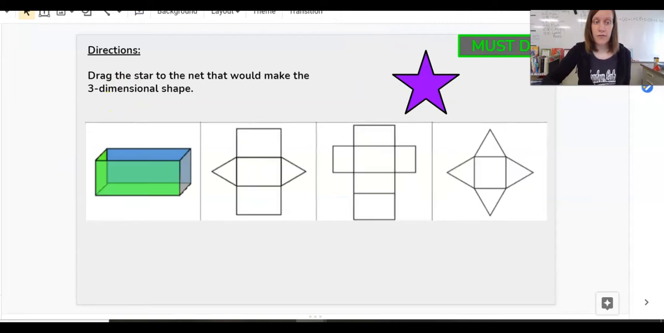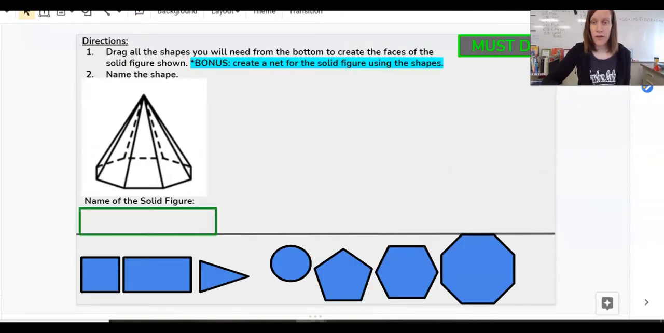So you're going to have all of the problems I just went through, and then you're going to have problems like this. This one I'm showing you, you're not going to have to do. I'm going to do this one as an example so that you can see what you need to do. When I look at this, I can see that it's a pyramid, and I can look at my base and figure out what kind of pyramid it is. I'm going to put all my shapes here to make sure that I know their right name. It says drag all the shapes you will need from the bottom to create the faces of the solid figure shown. Okay, so I'm going to look at the base, and I'm going to see what shape it is.